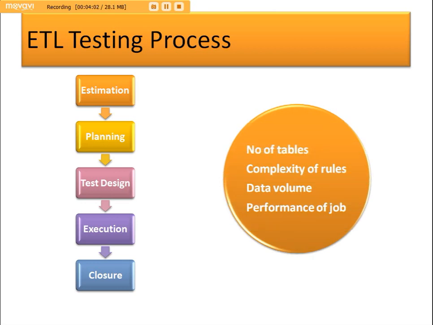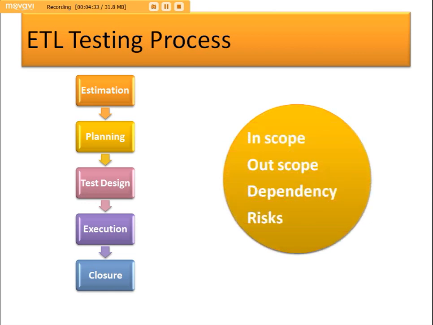So let's start with the estimation process. Estimation happens based on the number of tables, complexity of business rules, the volume of data we are going to move from source to staging, and the performance of the job. There would be some assumptions here, and we'll discuss in a different video how we can do the estimation for an ETL testing project. The next one would be planning. Like other testing processes, we need to identify the in scope, out of scope, the dependencies, and the risks and mitigation plans.